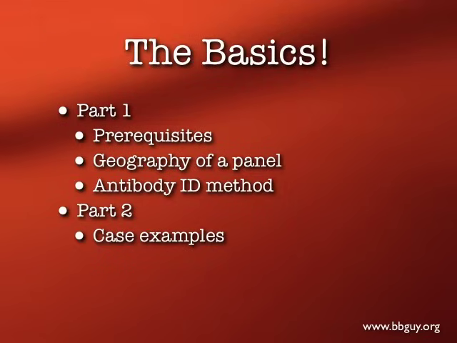Here's what we're going to do today. The prerequisites we'll cover first, and that'll be just a brief mention of the first 2 parts of the Basic Immunohematology podcast. This is actually part 3 of the Basic Immunohematology series. We'll go over the geography of a panel and do the antibody ID method. As I said, part 2, which will come later, will include case examples and how to handle some specific cases.